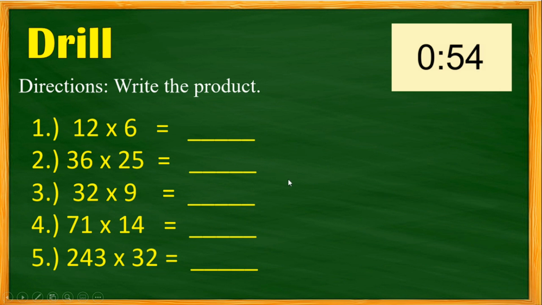For number 1, 12 multiplied by 6. Number 2, 36 multiplied by 25. For number 3, 32 multiplied by 9. For number 4, 71 multiplied by 14. For number 5, 243 multiplied by 32. You have 35 seconds left. Comment down your answer in the comment section below.